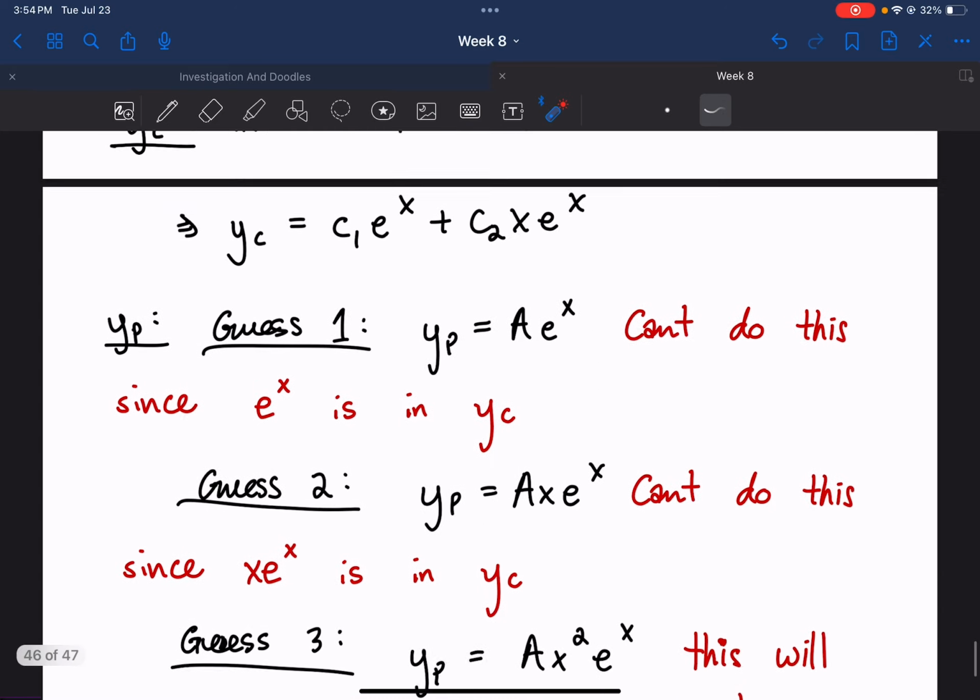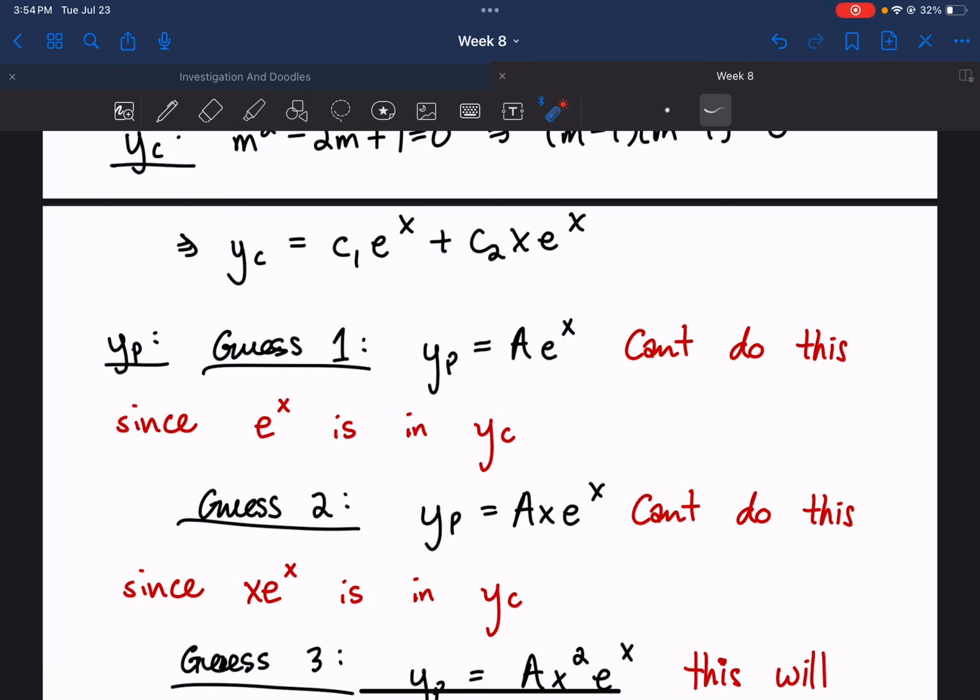Okay, that's how you do method of undetermined coefficients. I hope that was helpful.